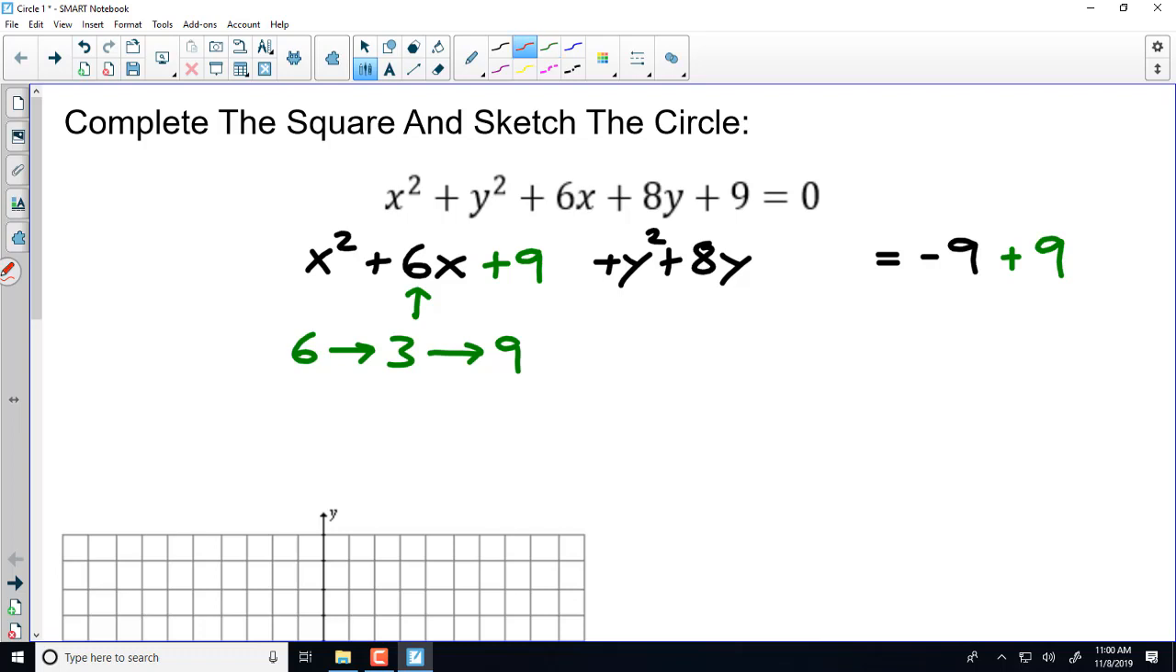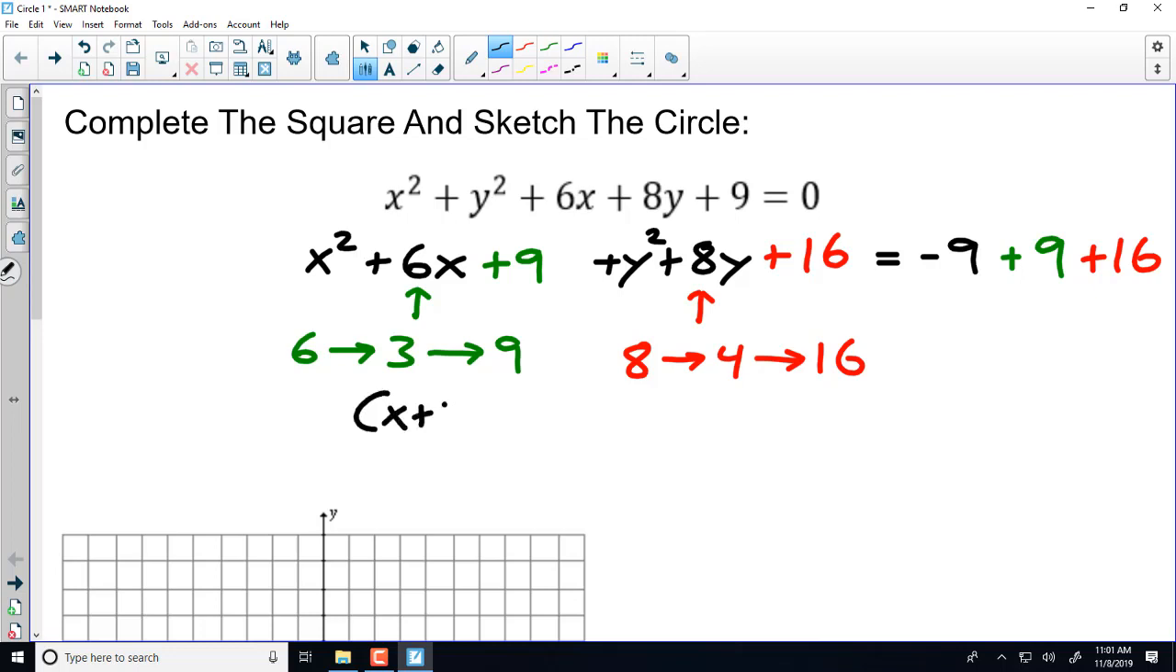To complete the square on y, I look at this number right here. It's an 8. I cut that in half, which is 4. I square it. I get 16, and I'm going to add a 16 to both sides of the equation. The whole point of completing the square is now both the x's and the y's can separately be factored as perfect squares. So x squared plus 6x plus 9 can be factored as x plus 3, quantity squared, and y squared plus 8y plus 16 can be factored as y plus 4, quantity squared.